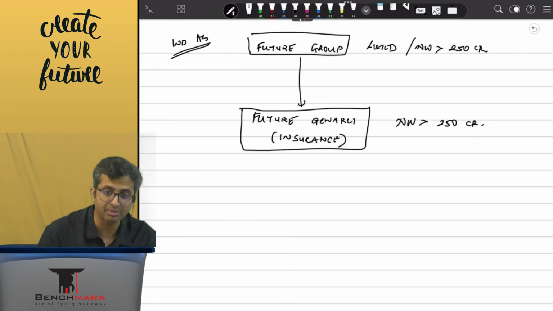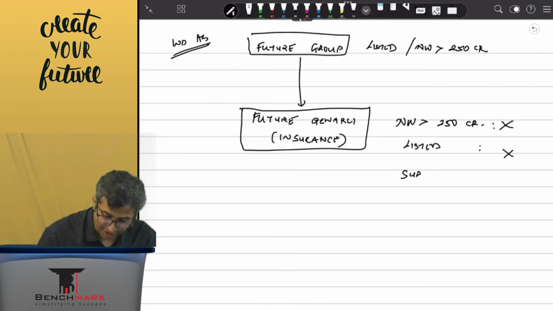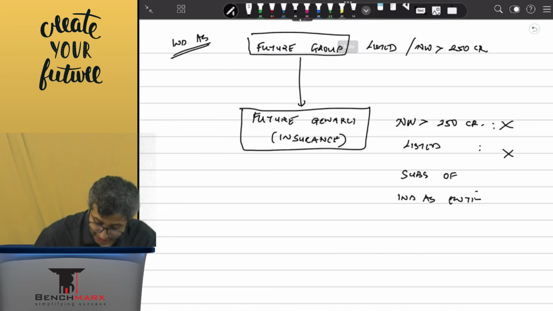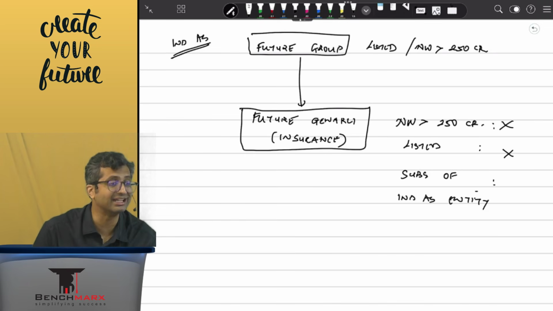Will Ind AS become applicable? Why no? Insurance company. It may be listed. It is not actually listed, but it may be listed. If it is listed, will Ind AS still be applicable? No. But it is a subsidiary of, let us say, or a group company of an Ind AS entity. And this is not just applicable for future, many companies have this problem. It is a subsidiary of an Ind AS entity.